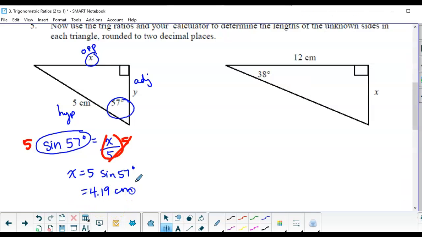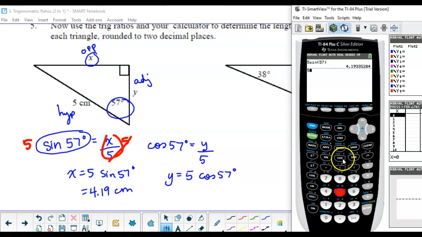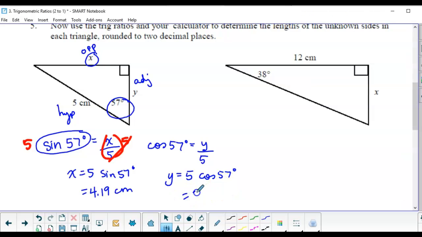And whatever units, centimeters. You know that the opposite has to be less than 5 because it's a leg of the triangle. Now for y, that's adjacent. So cos of 57 is the adjacent over the hypotenuse. So that means y will be 5 cos of 57. Go to your calculator, 5 cos of 57. And that's going to be 2.72. Okay.